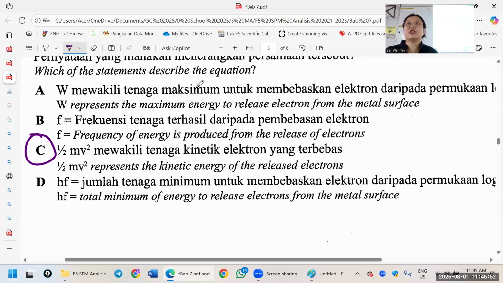Okay, I want you to change the mistake from the sentence. W represents the maximum energy to release electron from a metal surface, right? W is the kinetic energy. Work function actually means minimum energy. For example, 9 joules, at least 9 joules. You want to buy a cake 9 ringgit, at least you must have 9 ringgit. Understand?